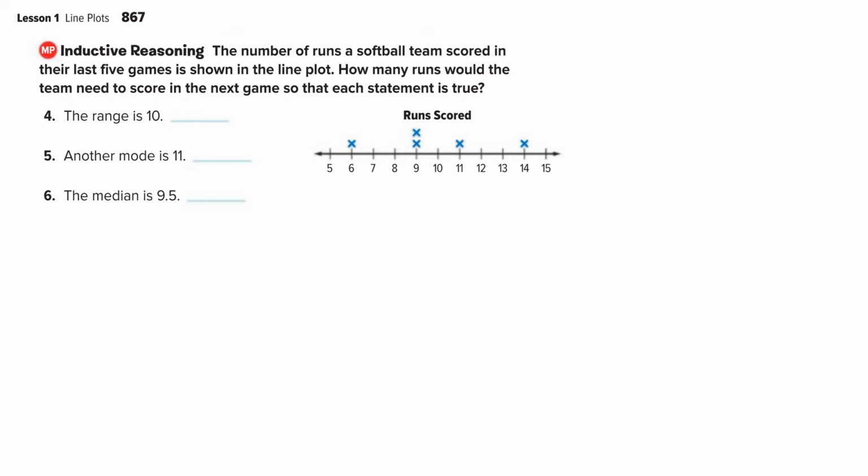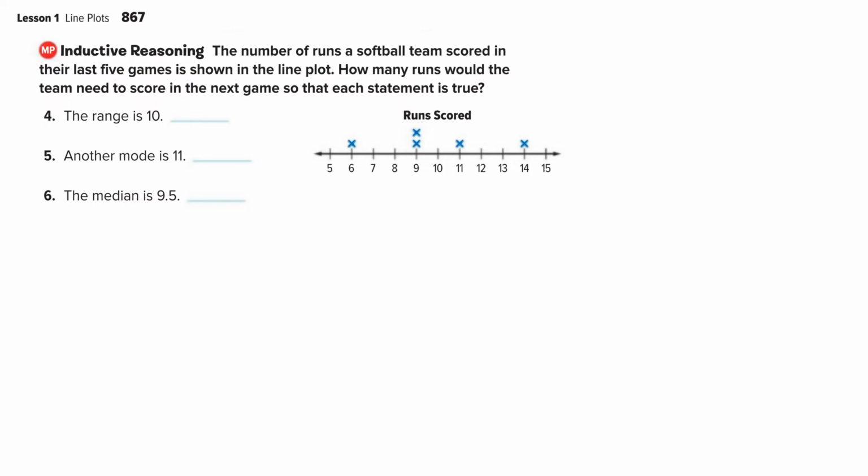Inductive reasoning. The number of runs a softball team scored in their last 5 games is shown in the line plot. How many runs would the team need to score in the next game so that each statement is true? Take a moment to look at the graph. Now, what's happening here is that a team played 5 games, and in one game they scored 6 runs. In 2 games they scored 9 runs. In one game they scored 11 runs, and in one game they scored 14.